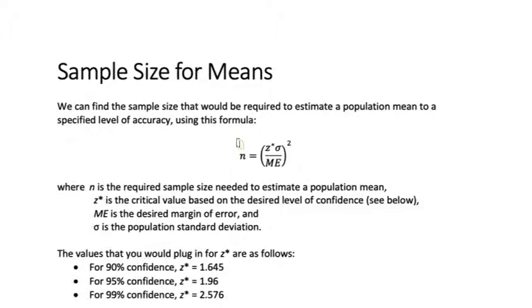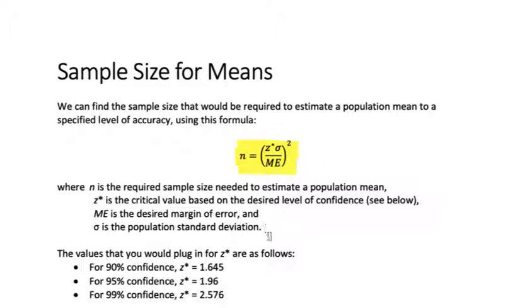So we're going to use this formula. It's n equals (z star times sigma over ME) squared. And we know what sigma is already, that's population standard deviation. We're going to talk about the other two variables here. n is our required sample size needed, and so that's what we're looking for.